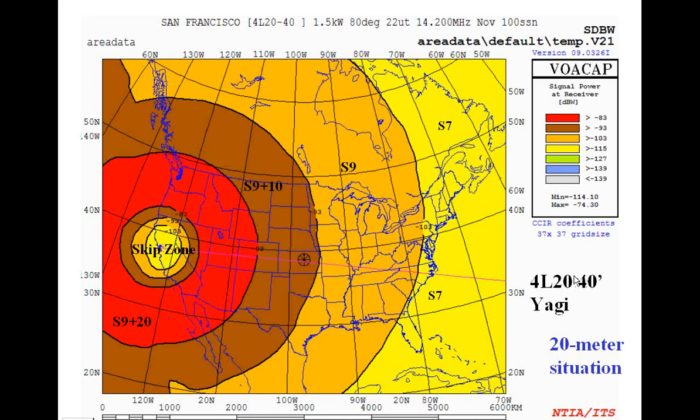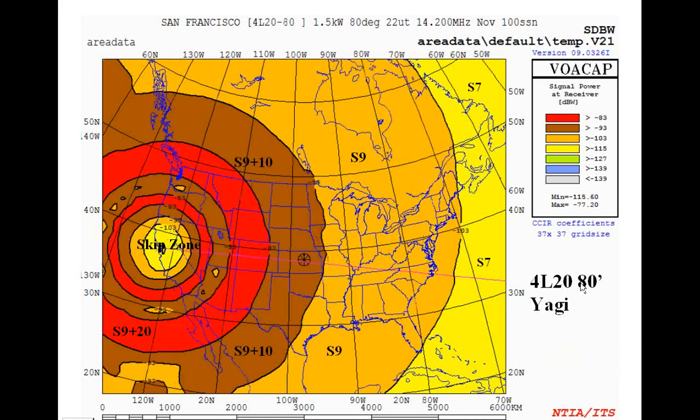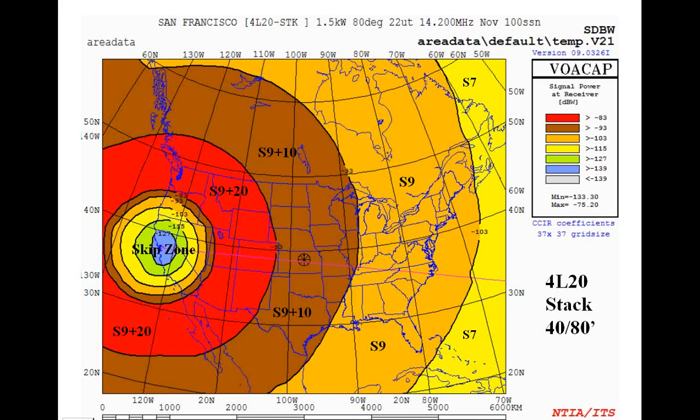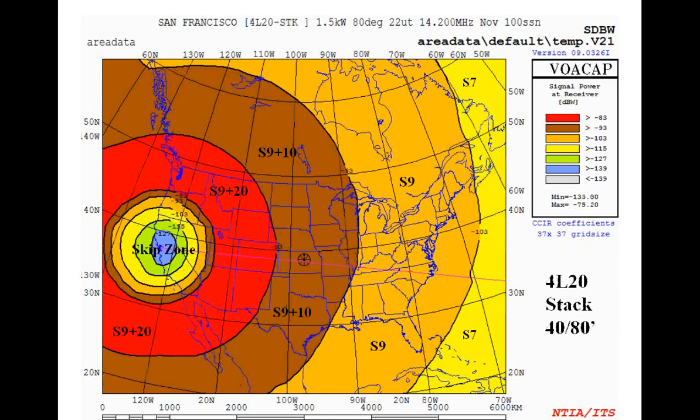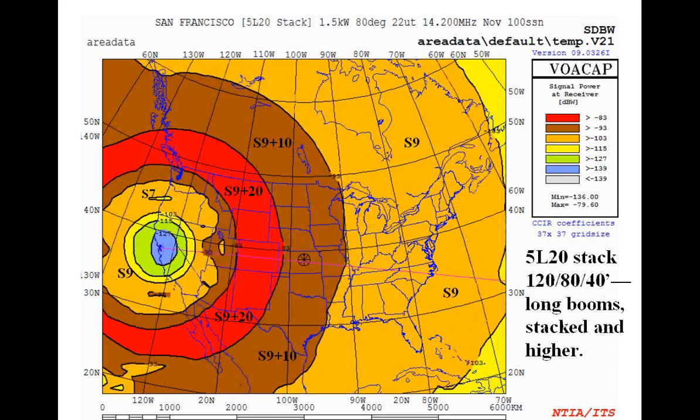Here I'm going to do a 4-element 20, similar to a high-gain 204BA, a 4-element 20-meter Yagi at 40 feet high. This is that same Yagi placed at 80 feet high, 80, 40, 80, 40. Stack them. We get more gain, 80, 40, 80. And let's go gonzo and stack 5-element 20-meter beams at 120, 80, and 40 feet. That shows the effects of the stacking.